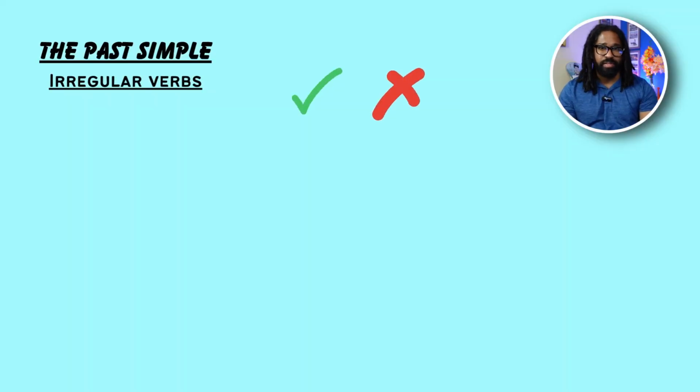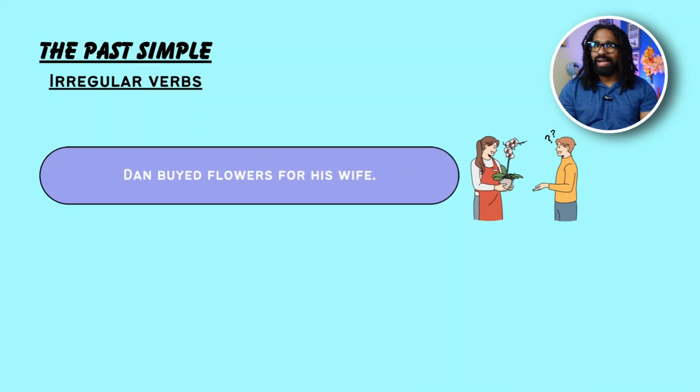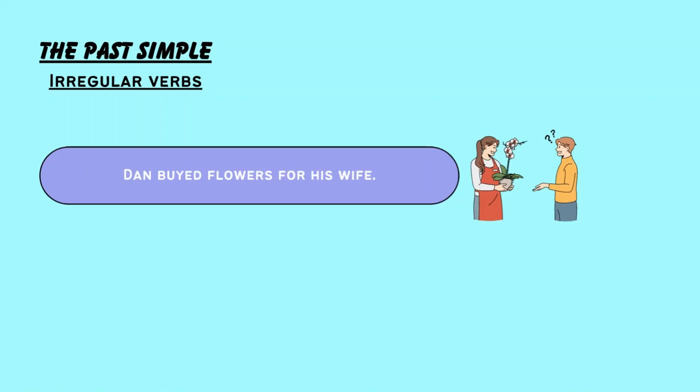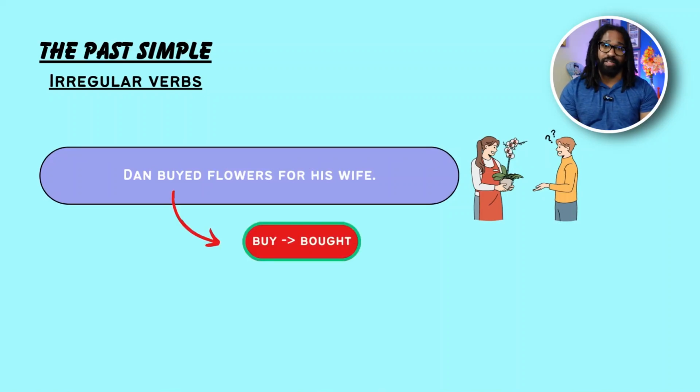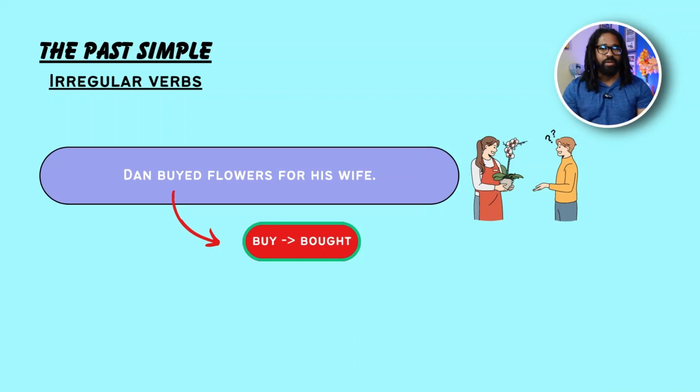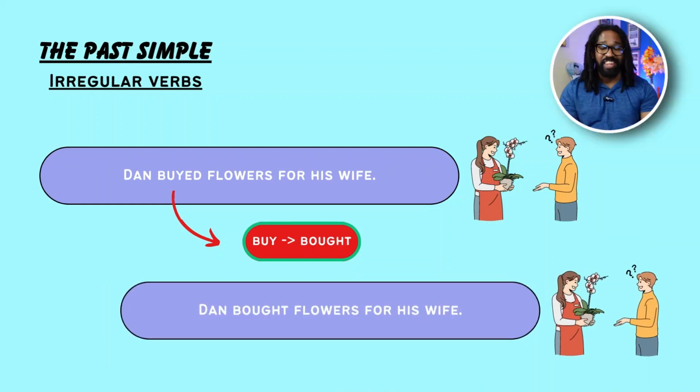I have a task for you. I'm going to show you a sentence. Is it correct or incorrect? What do you think? If you said this sentence was incorrect, you are correct. Because in fact, buyed is not a word. It's one of those rebellious, individual verbs. The correct way to say buy in the past tense is bought. So how would we say this sentence correctly? That's right. Dan bought flowers for his wife.